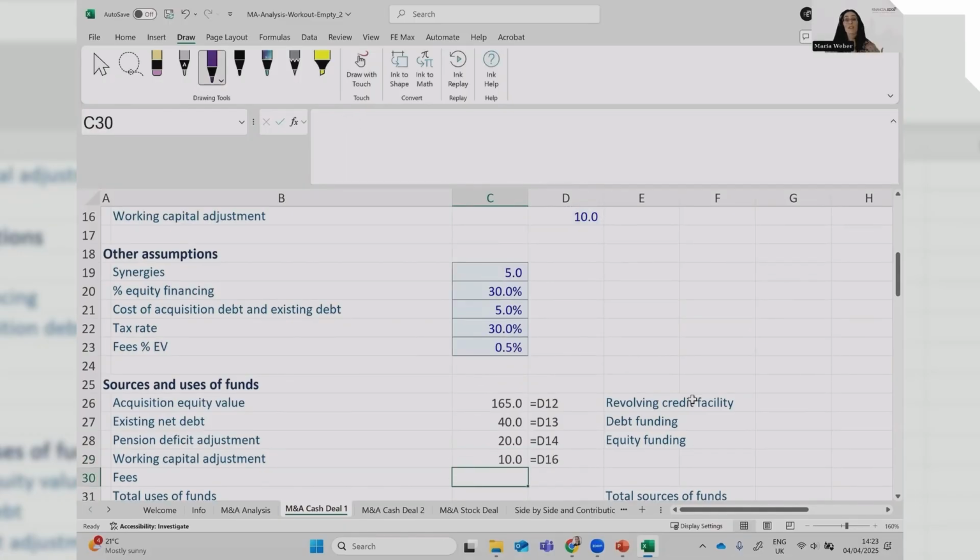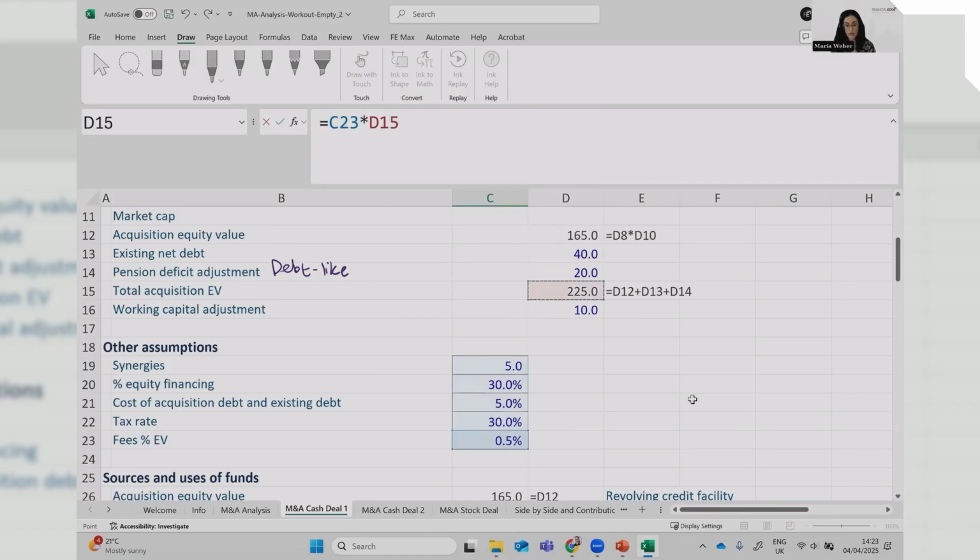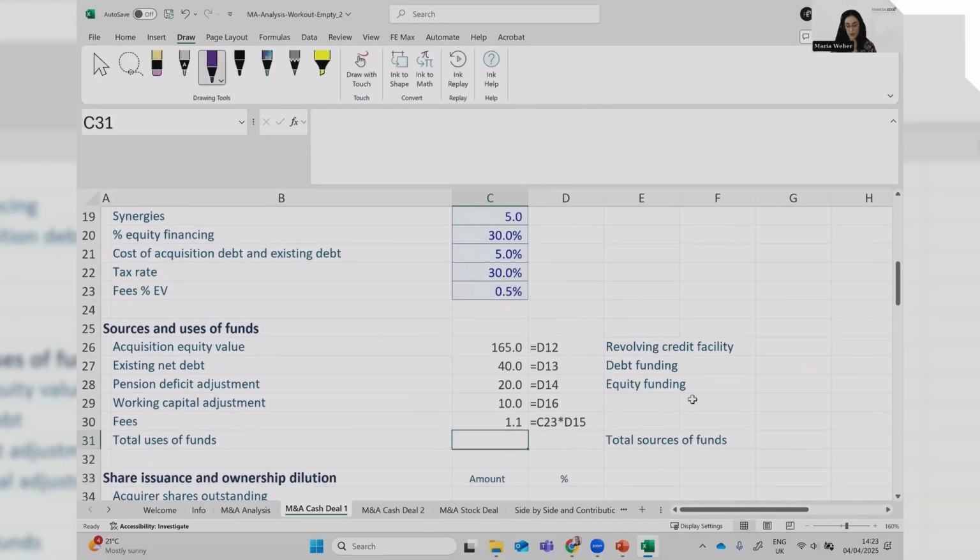And let's not forget the fees. That's where the bankers come in, the lawyers, the accountants. So the fees we are estimating, and you can see these are assumptions, estimating at 0.5% of acquisition enterprise value. So acquisition enterprise value, I've got in row 15. And so my total uses of funds is 236.1 million.